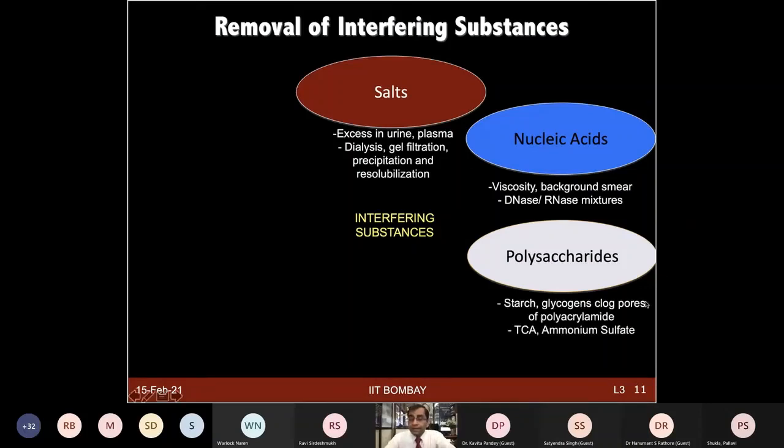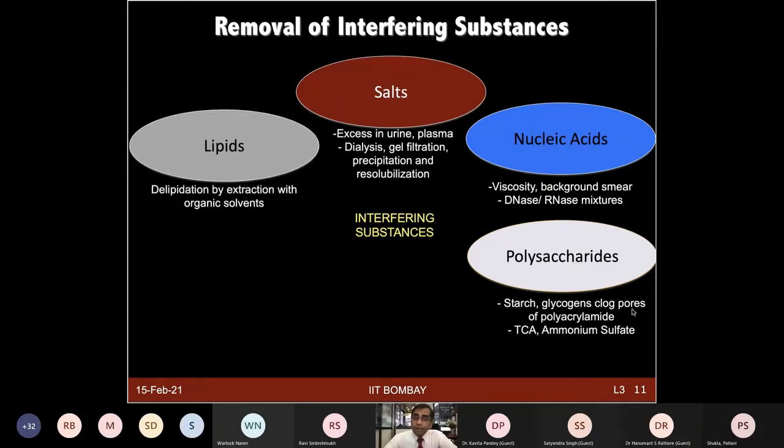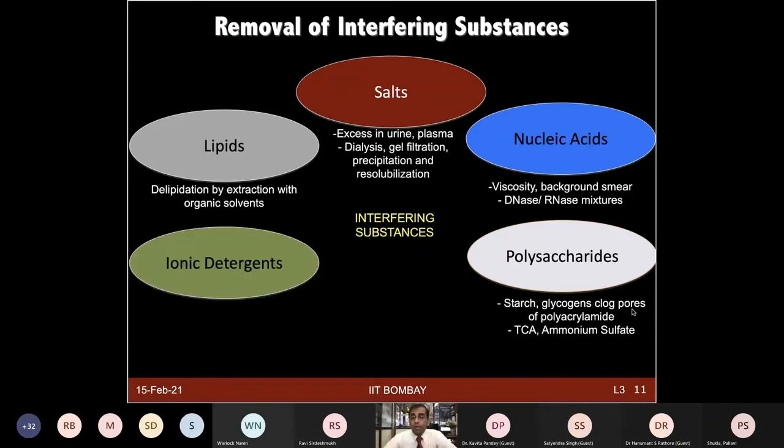Polysaccharides are another challenge. Sometimes you will see glycogen and starch. They are going to be coming along with the protein. They're highly bound. So you have to think about different ways of precipitation and cleanup steps, like ammonium sulfate or using trichloroacetic acid based precipitation methods. Lipids, again, in different types of tissue samples, when we work on brain tumor tissue or cerebrospinal fluid, a variety of these samples have high lipid enrichment. So delipidation with organic solvents can be very important in that case.